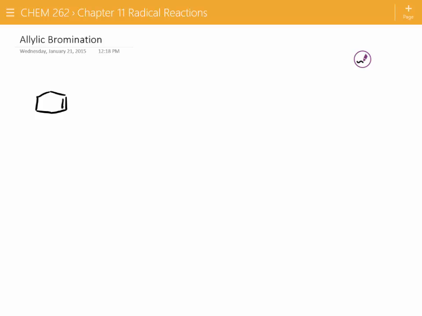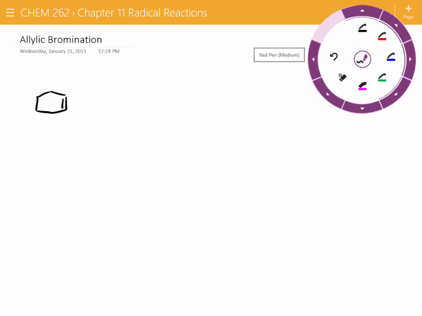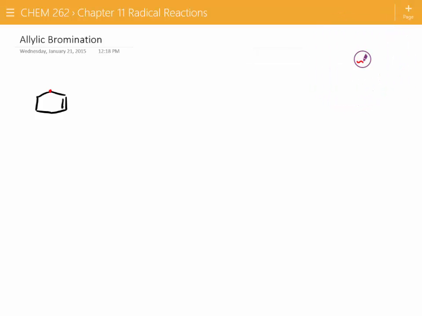Those are going to be the most reactive positions on here, and why is that? What's special about the radical if we pluck a hydrogen from either the top carbon or the bottom carbon? It's a resonance stabilized radical, right? So we mentioned yesterday that these allylic positions are particularly susceptible to radical halogenation. So if we go through the reaction, we're going to skip the mechanism for right now and say, all right, let's react this with Br2 and HV.